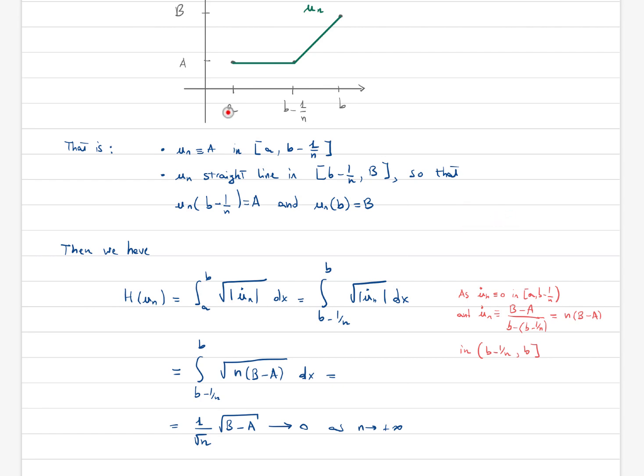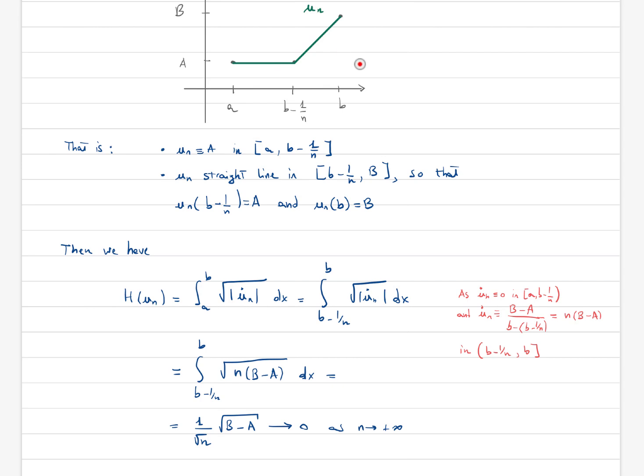However, there is a problem, and the problem is that this sequence that we constructed does not belong to the space because of irregularity issues. You see that at this point the function un is not differentiable, and we needed un to be C1.